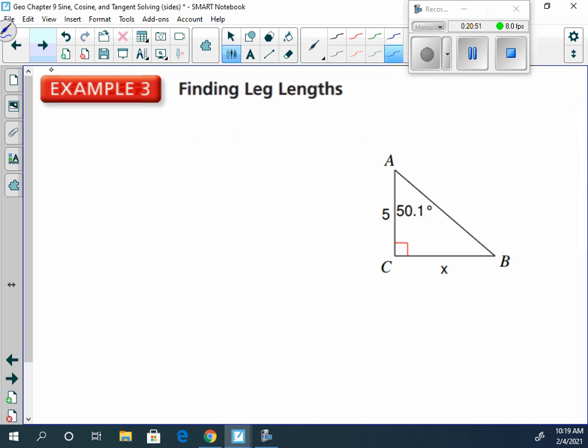Let's look at the next one. So this one here would be what? Tangent? Yes. Because we're not looking for the hypotenuse and we're not given it. So we're going to use tangent of 50.1 equals x over 5. Does it matter that the degree measure is a decimal? No, we'll still do the same thing.